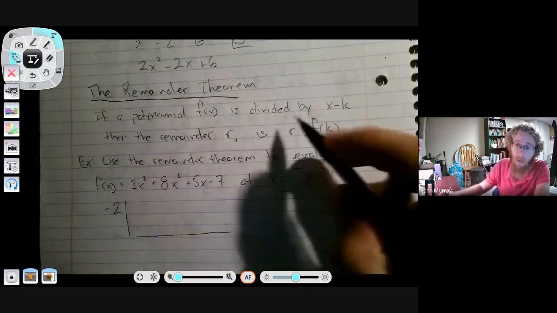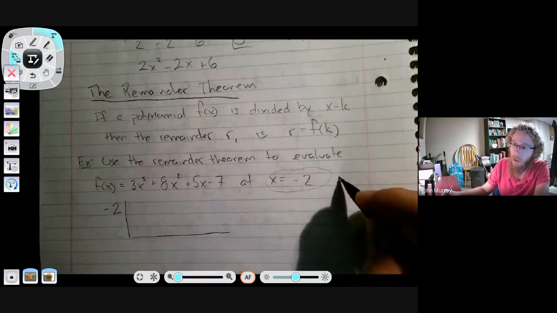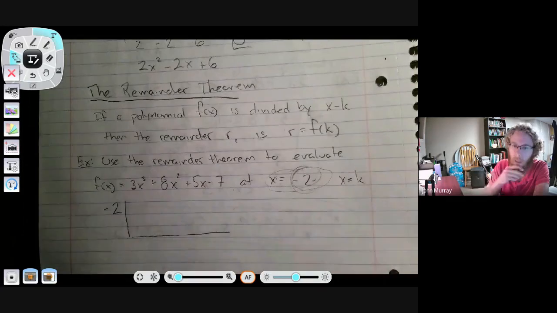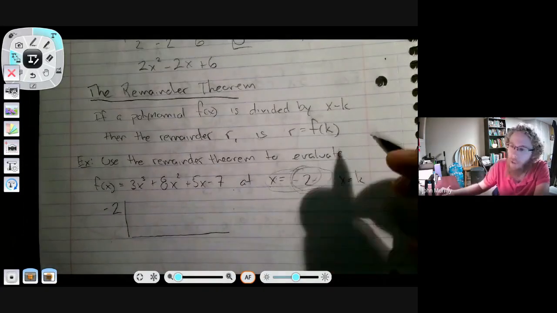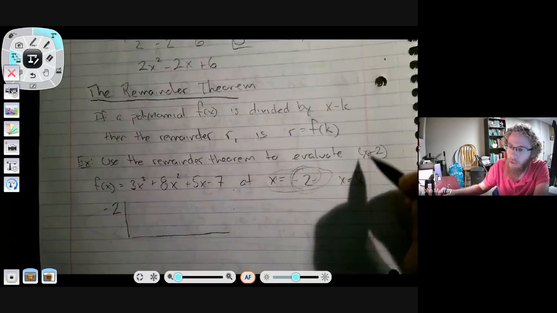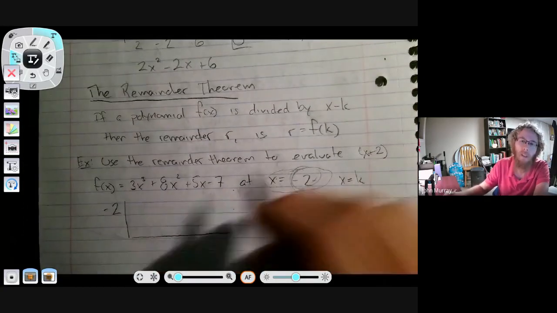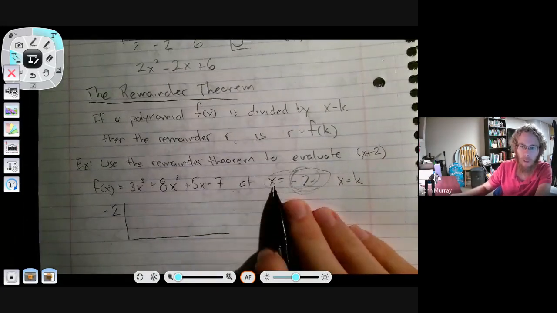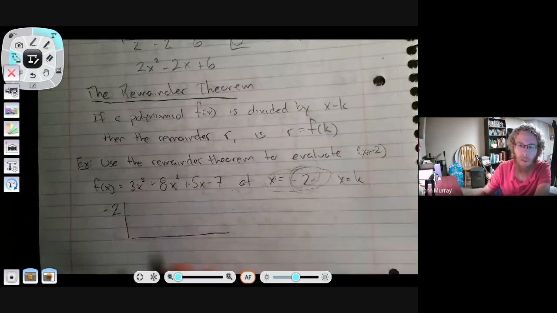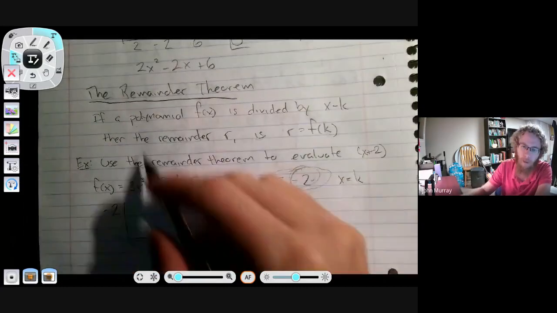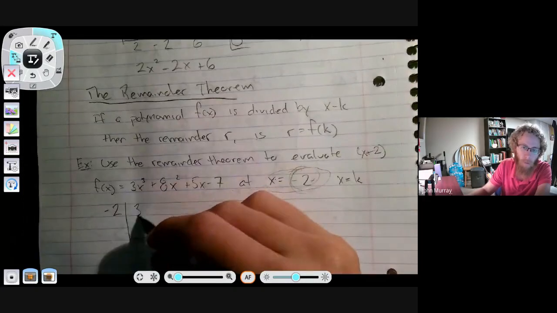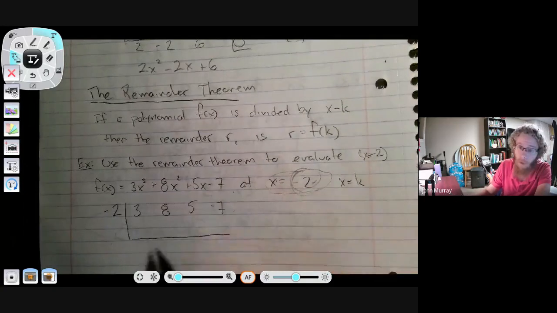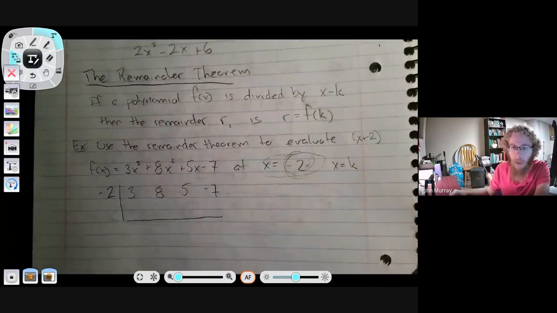All right. So again, here, this is just giving you x equals k. So when it's x equals, you're just taking whatever you see here, and that's what you're moving outside. If they told you x plus 2, then you would take the opposite sign to put it on the outside. All right, so be careful there moving forward. Again, if they tell you equal, you're just putting whatever number they tell you it's equal to. All right, so everything else is the same. Bring down our coefficients. All right, and we're going to do synthetic division.